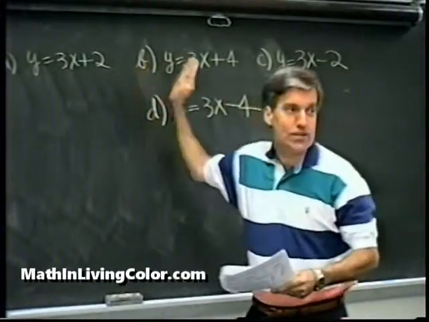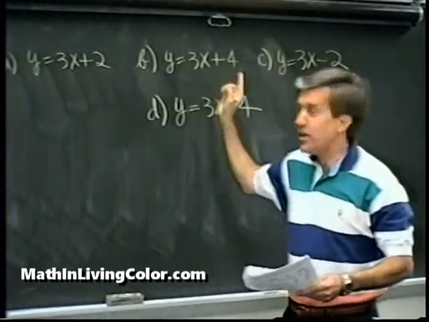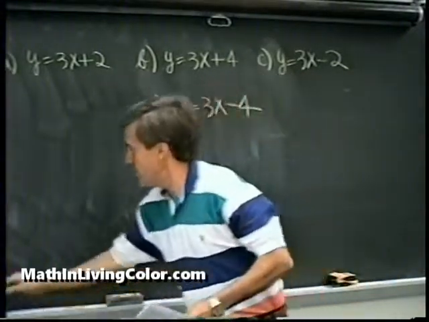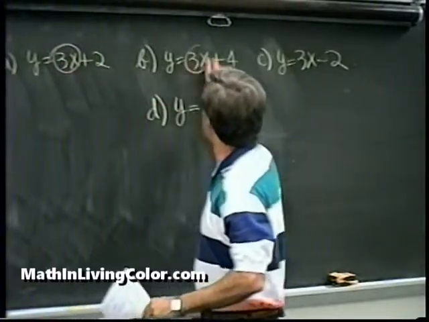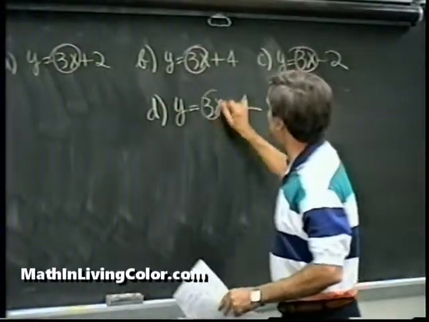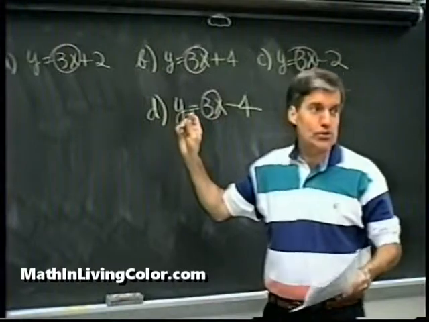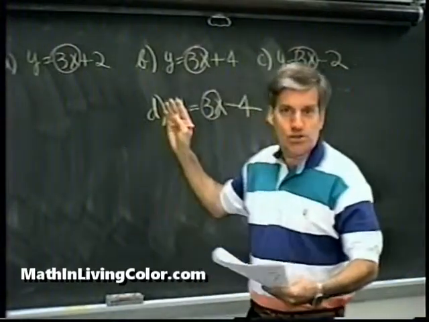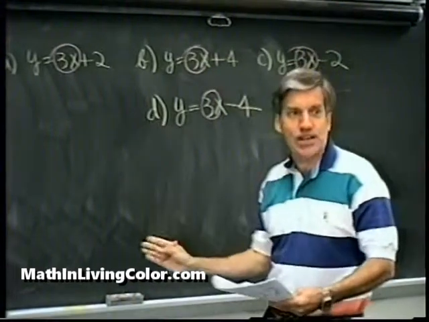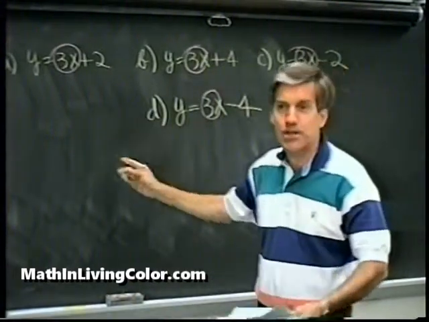They have different y-intercepts, don't they? But they all have a what? 3x. They all have a 3x. I want you to see that. 3x, 3x, 3x, 3x. That's what's common to all of those. Now look at the graphs of those equations. The graphs of those equations are all going the same direction, aren't they? They all have the same steepness.